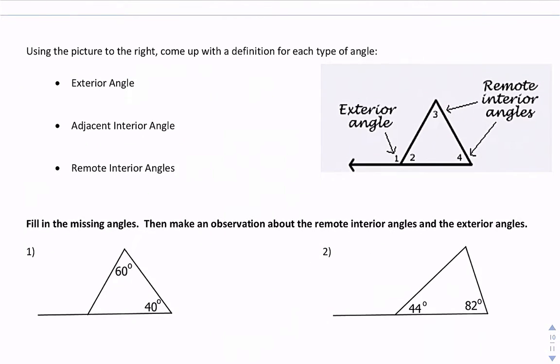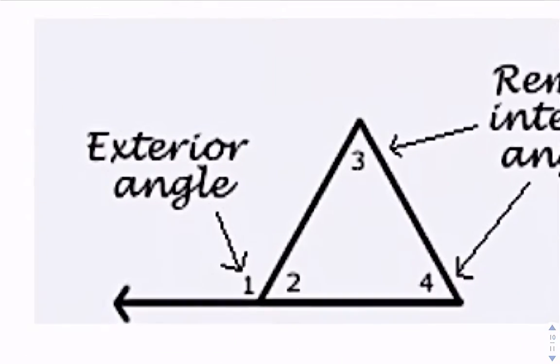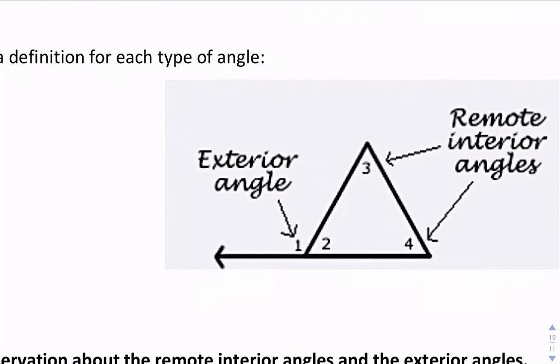And then the second part of the lesson is exterior angle. So you can see what an exterior angle is. It's the angle on the outside of a triangle. There are 3 interior angles, but 2 are remote. The remote interior angles are the ones furthest away from the exterior angle. So remote means kind of far away. 3 and 4 are far away from number 1.